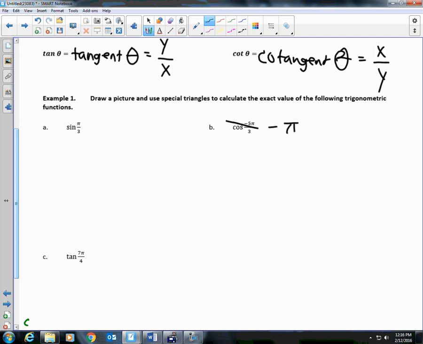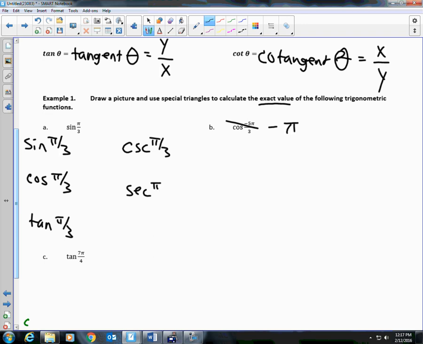We're going to draw a picture and use special triangles to calculate the exact value of the following trigonometric functions. And we are not just going to do sine of pi over 3. We are also going to do cosine of pi over 3 and tangent of pi over 3 and cosecant of pi over 3, secant pi over 3, and cotangent pi over 3. I'll tell you what, I'll give you a break. One of these 6 you could kind of shorten up, and that would be tangent. A lot of people do say tan. I think that's a little bit more reasonable.